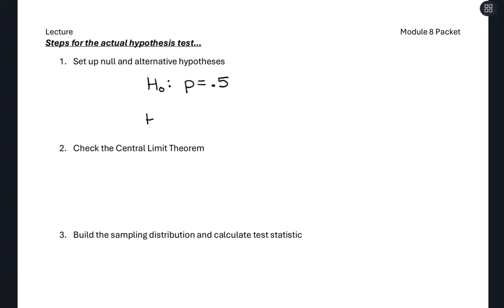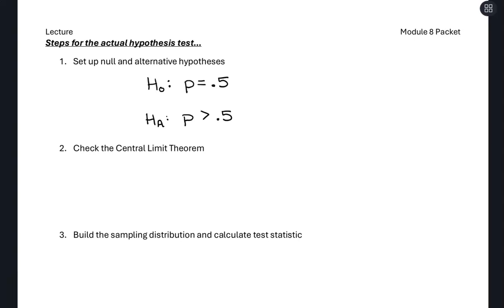The alternative hypothesis, which we want to prove, this is what we want to find evidence for, is that p is more than 0.5. This is to represent an unfair coin where the proportion of heads is more than 50%. And that's it for step 1. So that's the notation we'll fill in for setting up the null and alternative hypotheses.